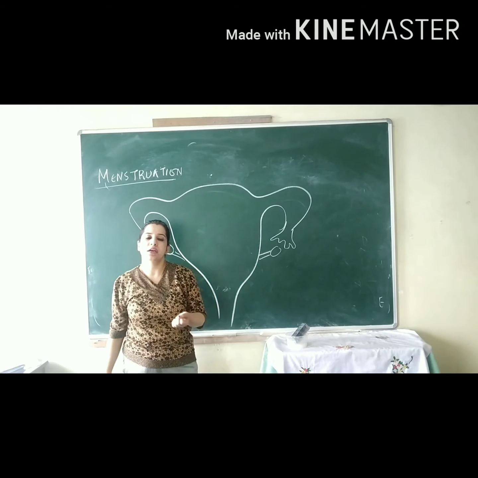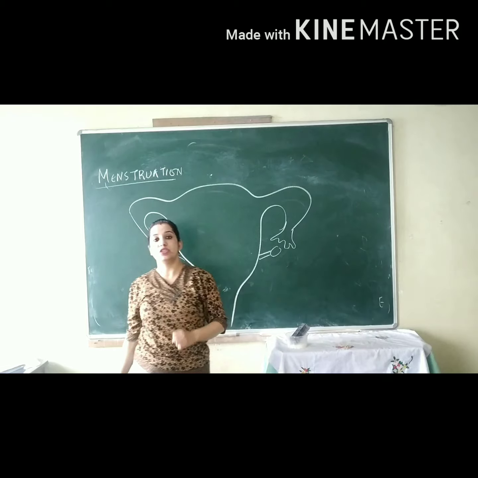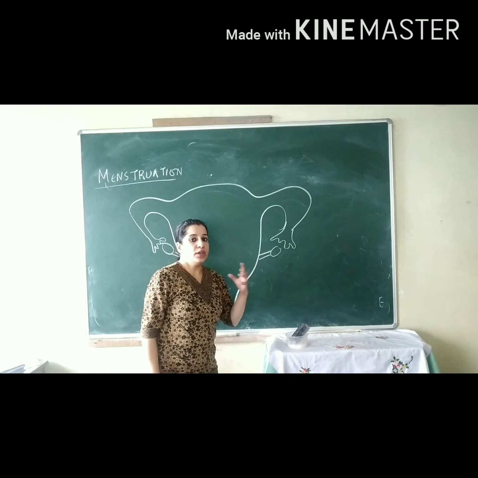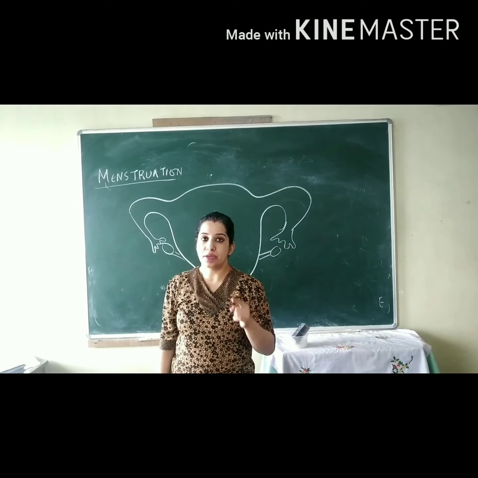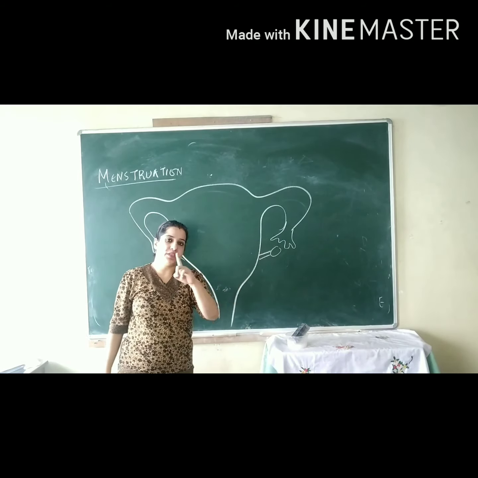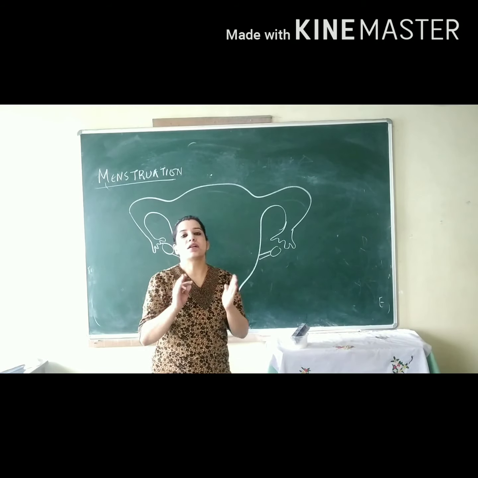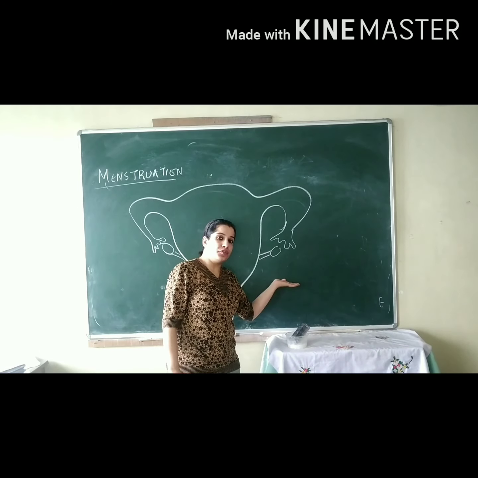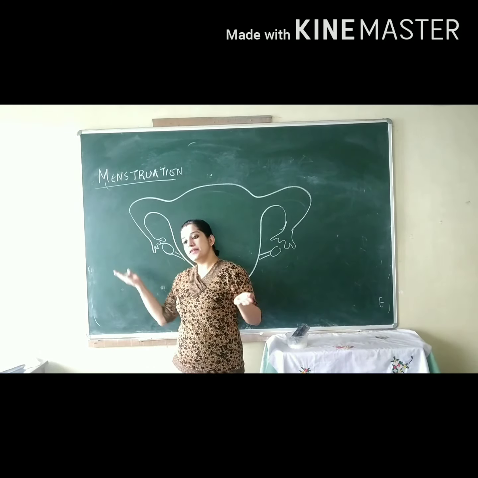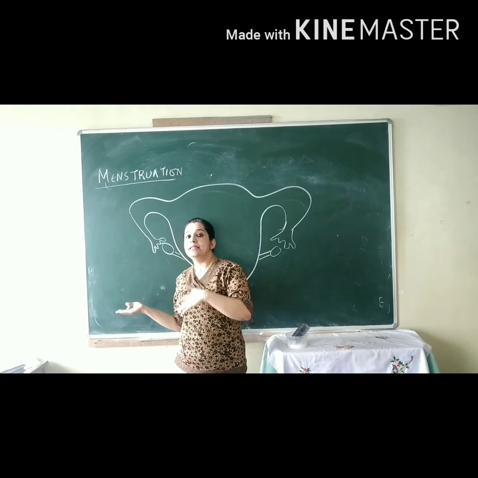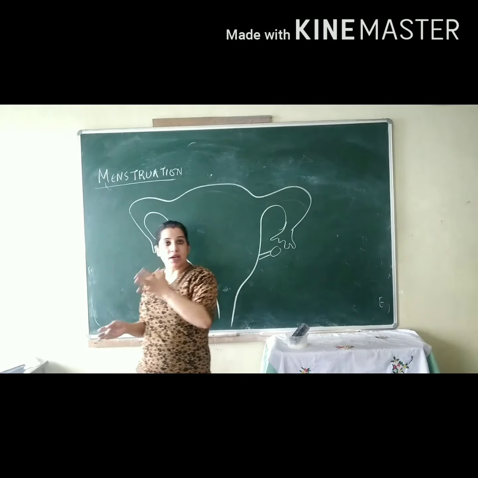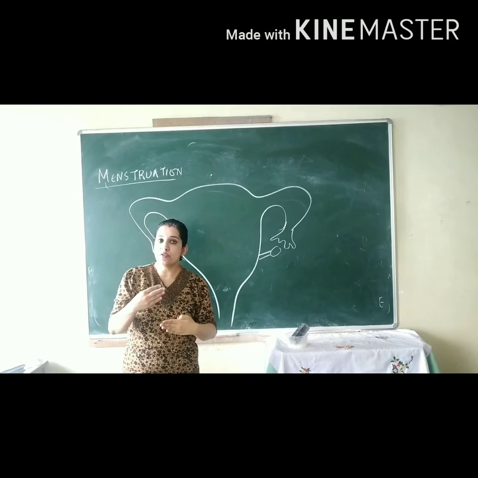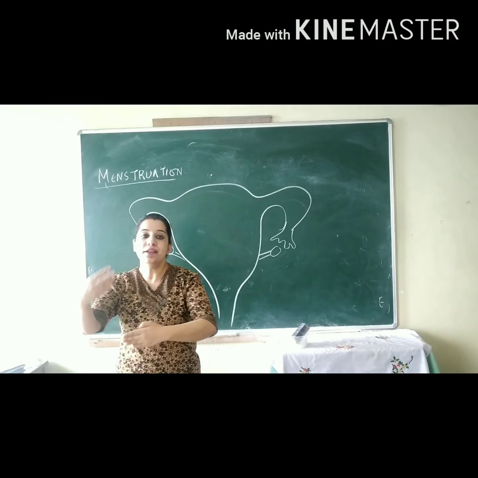Now in the previous class I had already told you that the ovaries produce the ova or the egg. So one ovary produces one egg at a time, and this occurs in alternate months. Suppose this month the left ovary produces the egg, then next month the right ovary will produce the egg, then again left. So this month left ovary, the next month right, then left, then right.